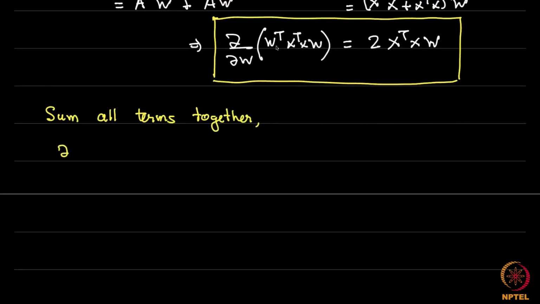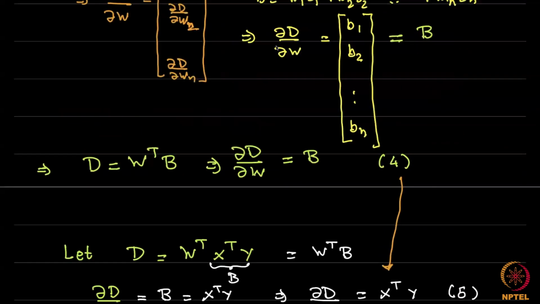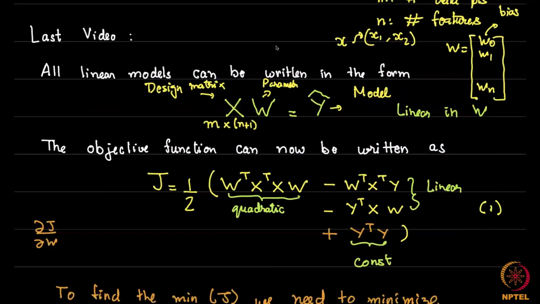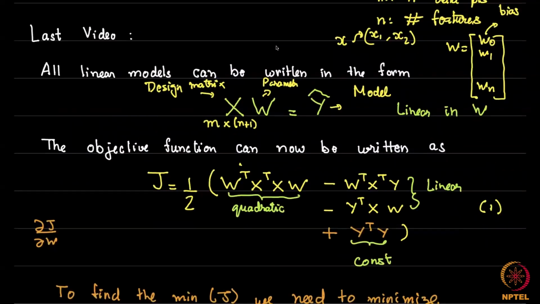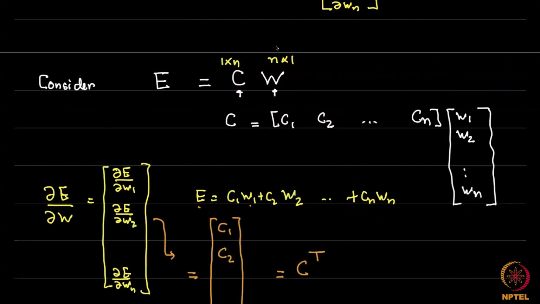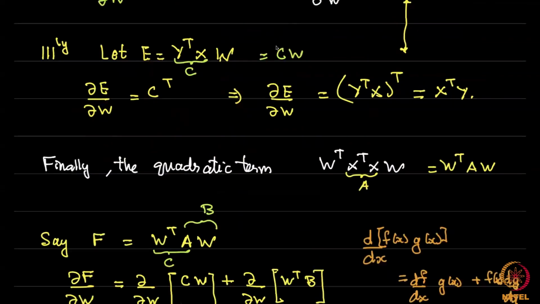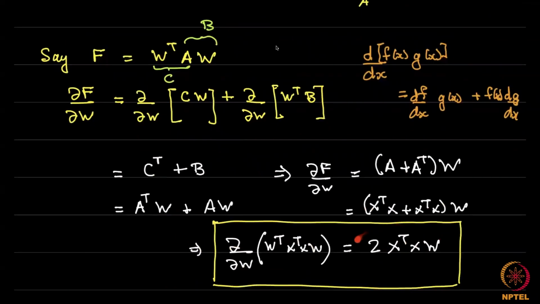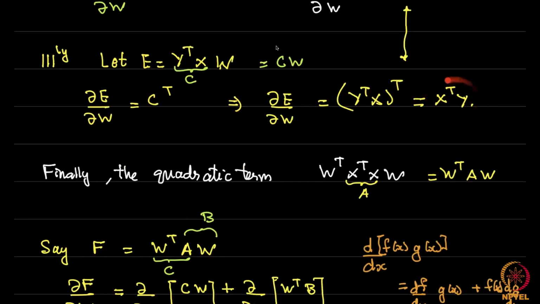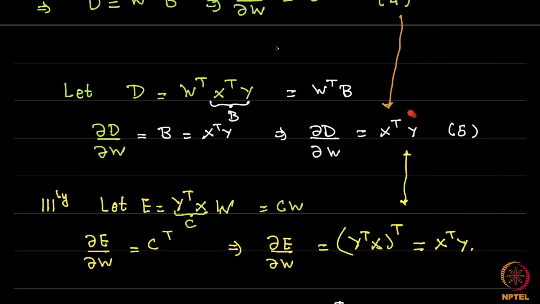you'll get del J del W. Now you will notice this half up front is actually very useful for us. You will get a 2 from the differentiation of this term. You will also get a 2 from the sum of the differentiations of these terms. So just look at the results once. You have this 2 times X transpose XW. You also have an X transpose y and another X transpose y from here.